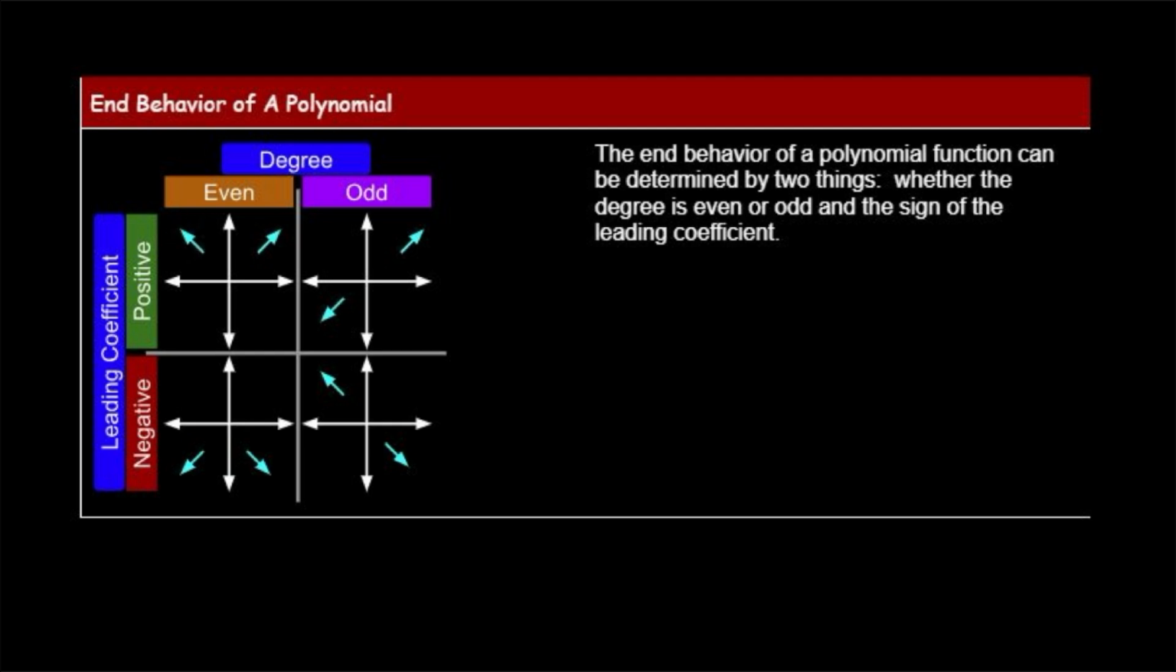But the gist is, for even, both sides point in the same direction. If it's a positive leading coefficient, because there's no reflection, they're both up. With a negative leading coefficient, it creates a reflection, meaning both down. Odd, the traditional way is left side down, right side up. However, if the leading coefficient is negative, we get that reflection, having the left side up and right side down.